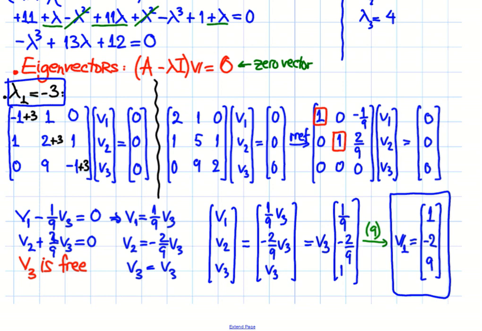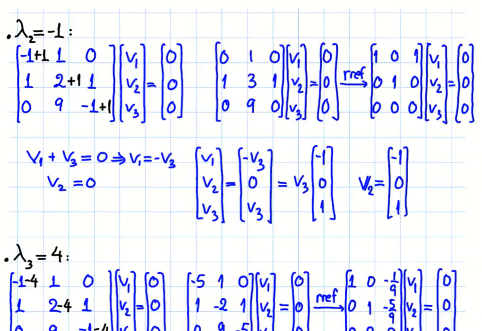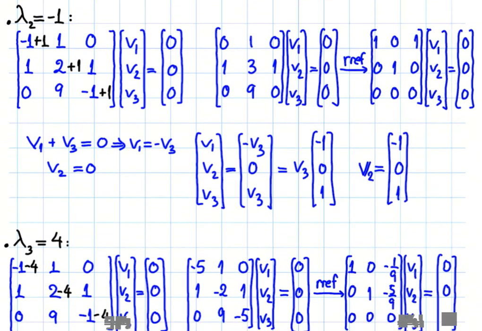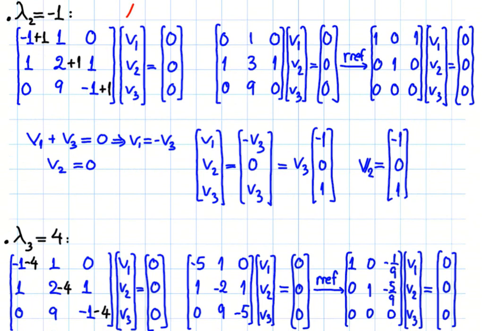Right. We do the same thing for the eigenvalues of negative 1 and 4. I did that beforehand, so we spend less time on the problem. The same thing: we solve the equation A minus lambda I times V equal to the 0 vector, and we reduce to echelon form. And again, we have a 1 on this column, a 1 on this column, and there's no pivot entry on that column. So in which case, we say V3 is free.